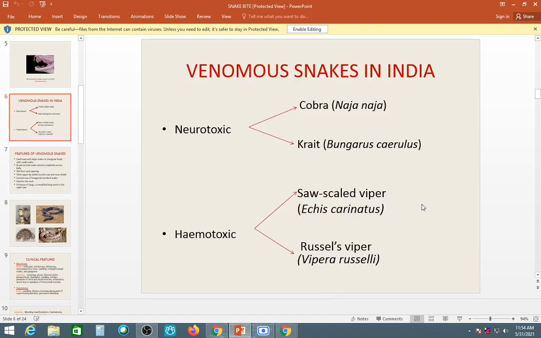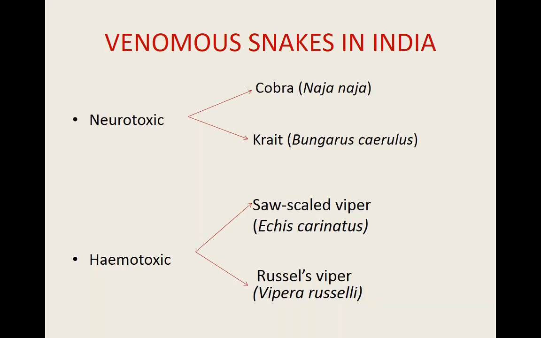So the anti-snake venom, ASV, that is available in India is effective against these four species of poisonous snakes. It contains the antibodies of these four poisonous snakes. It is the anti-serum of these four poisonous snakes.